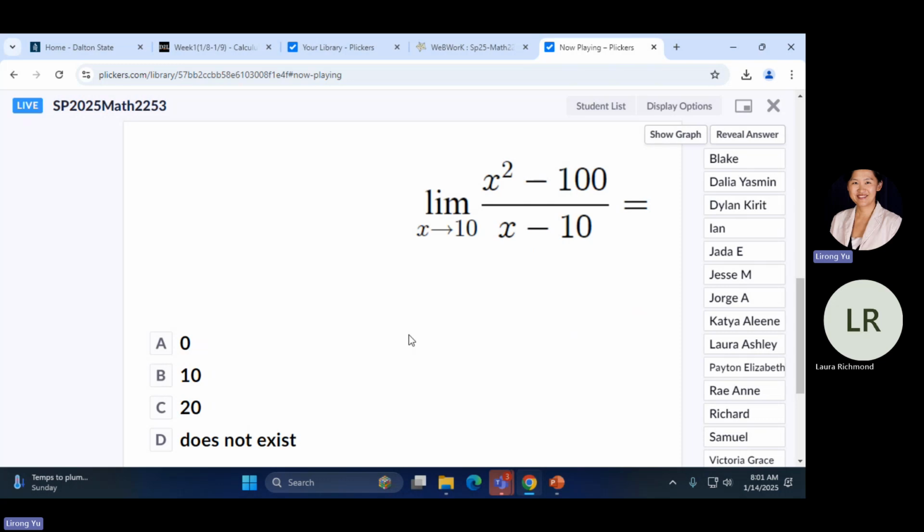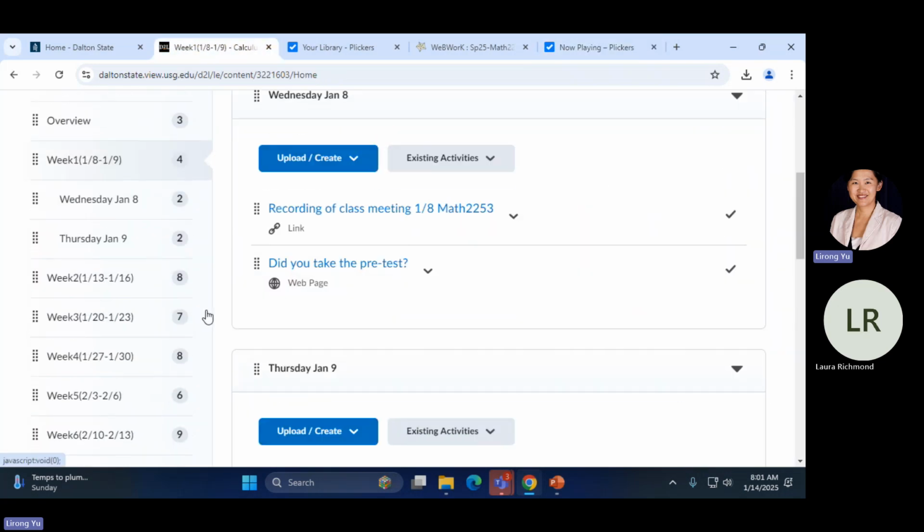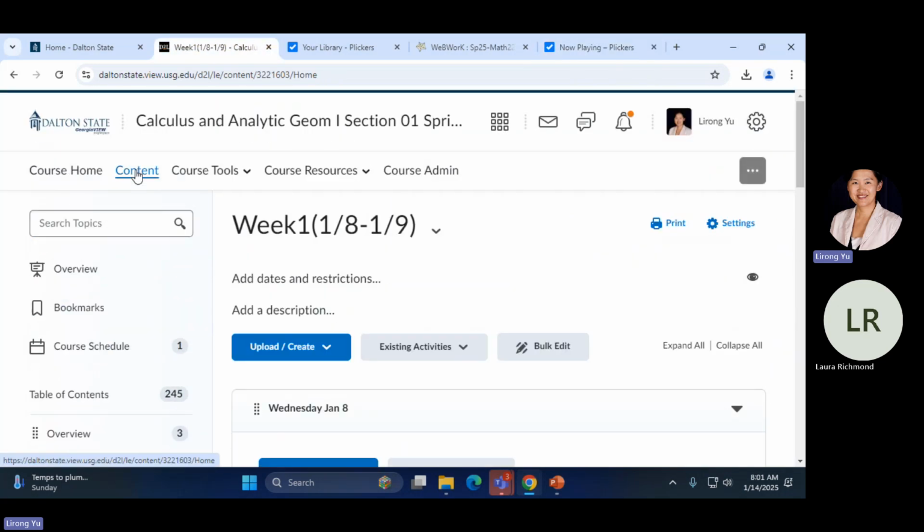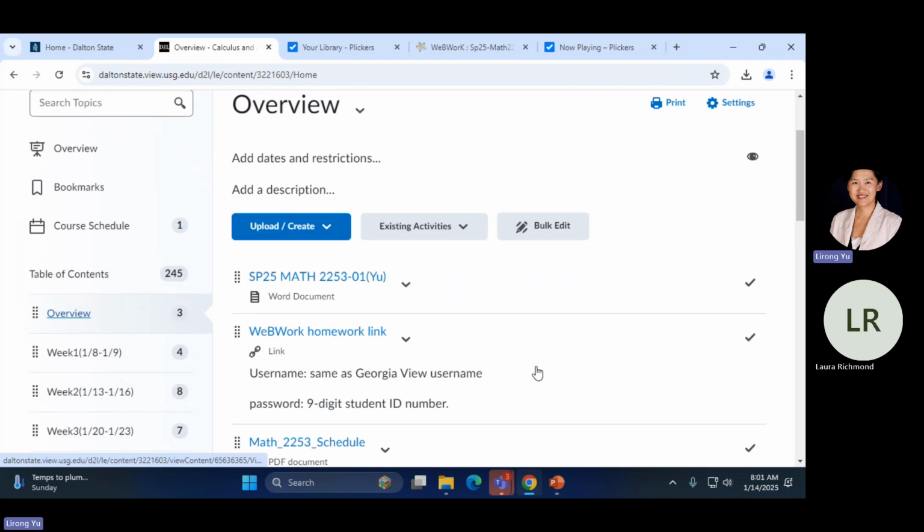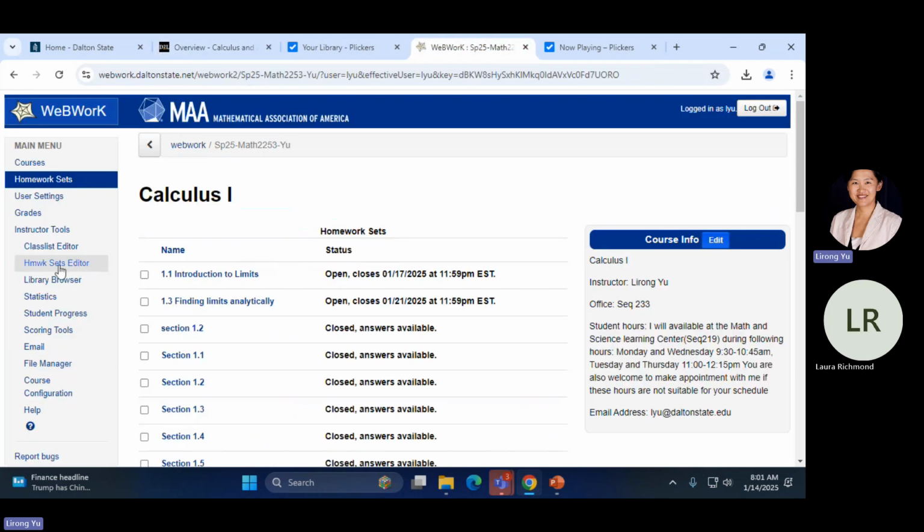into WebWork. Okay, so the beginning of semester, the important thing is being able to access the homework and being able to practice. So if you have any questions going onto the WebWork website, you can find it on Georgia View inside content, and you go to overview. The second link is the WebWork link. If you've signed up for the class, I should have added you to the class list.